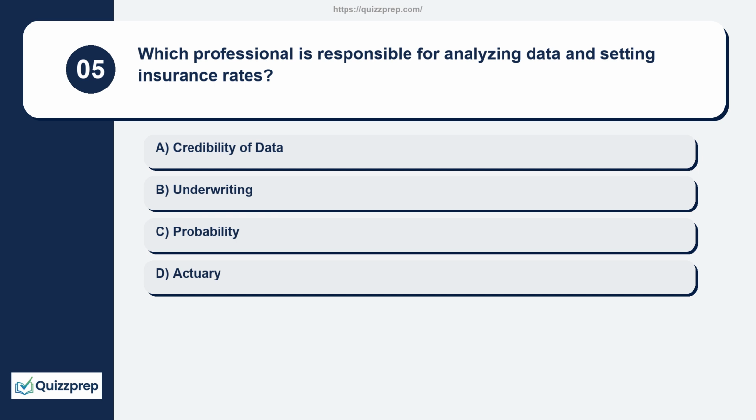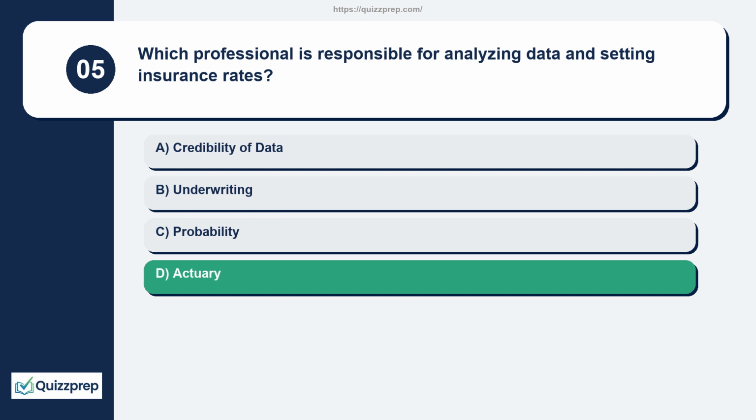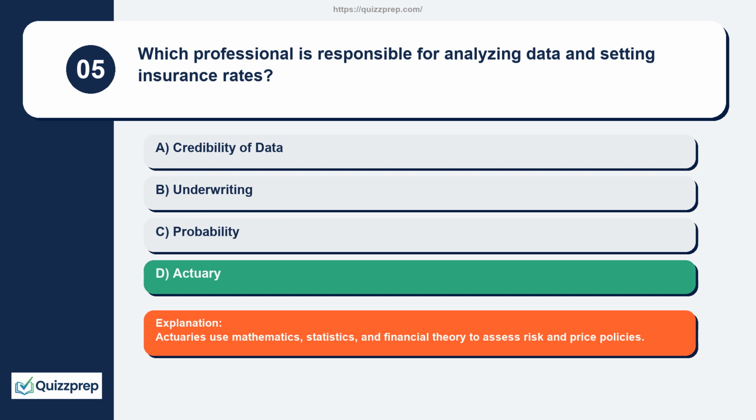Question 5. Which professional is responsible for analyzing data and setting insurance rates? Credibility of data. Underwriting. Probability. Actuary. Actuaries use mathematics, statistics, and financial theory to assess risk and price policies.